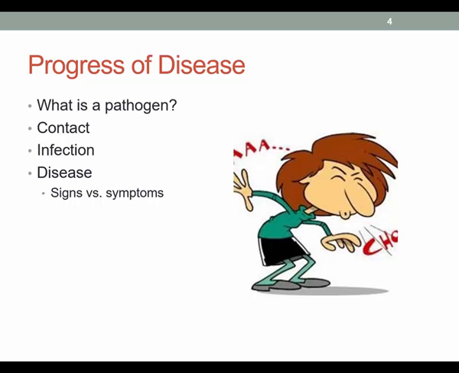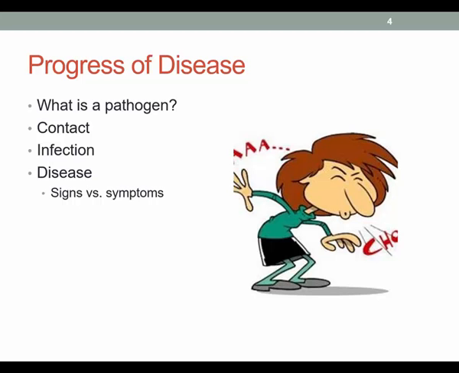Let's make sure we're all on the same page with some basic definitions. A pathogen is any disease-causing agent. It's usually bacteria, viruses, fungus, or parasite, but it can be anything that causes a deviation of health. Contact is when the pathogen gets in or on you. Contact has to occur in order to get to the next step, which is infection.